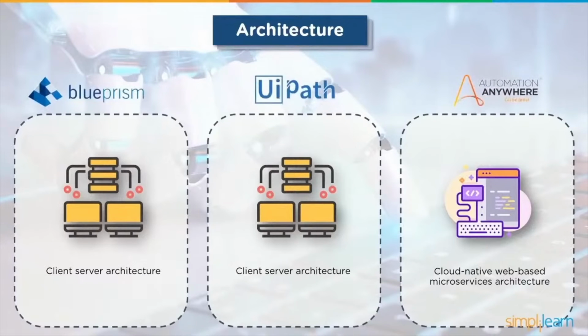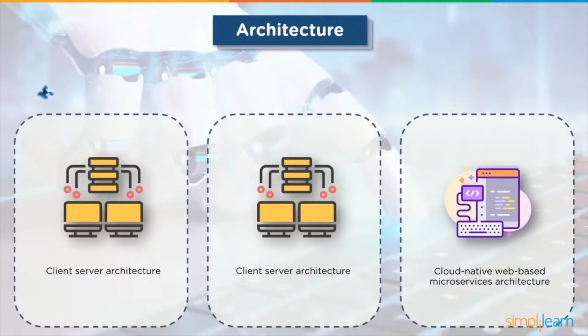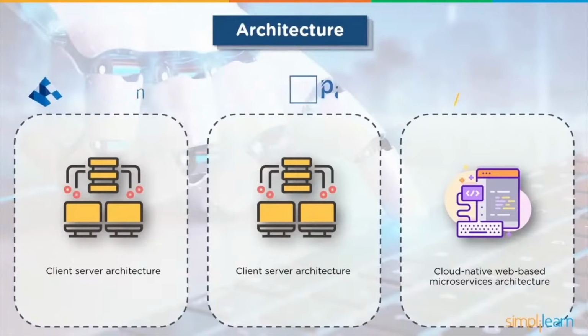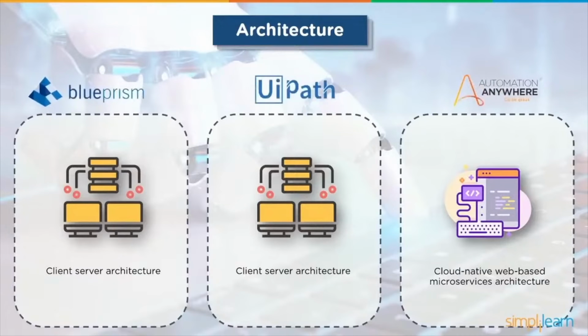In case of a client-server architecture, the user interaction with the server is always through a user interface or application on the client side. On the other hand, in a web application, the user interaction is thoroughly through a web browser. Now, Blueprism and UiPath both incorporate a client-server architecture.